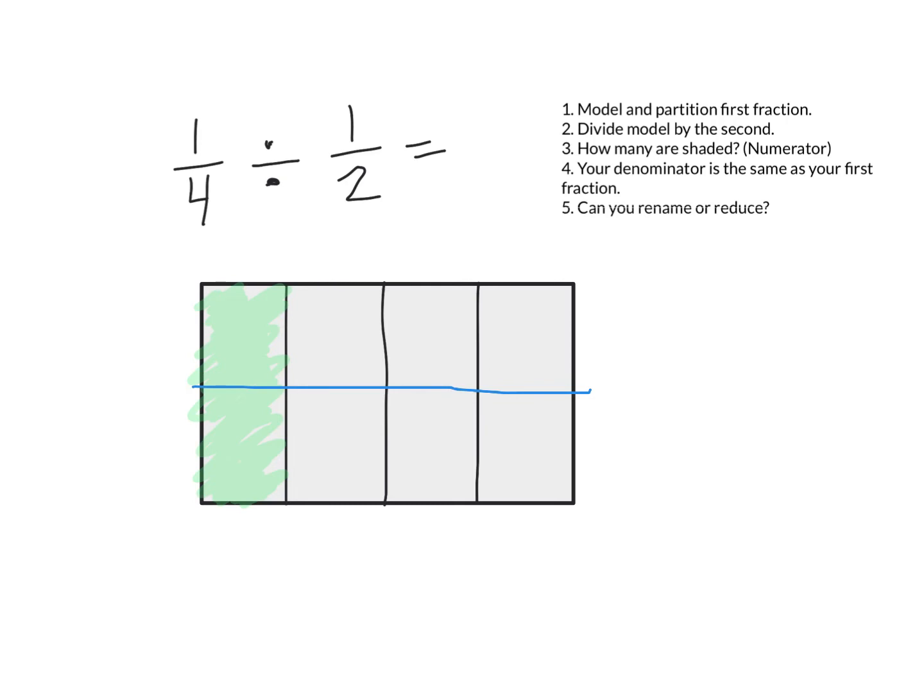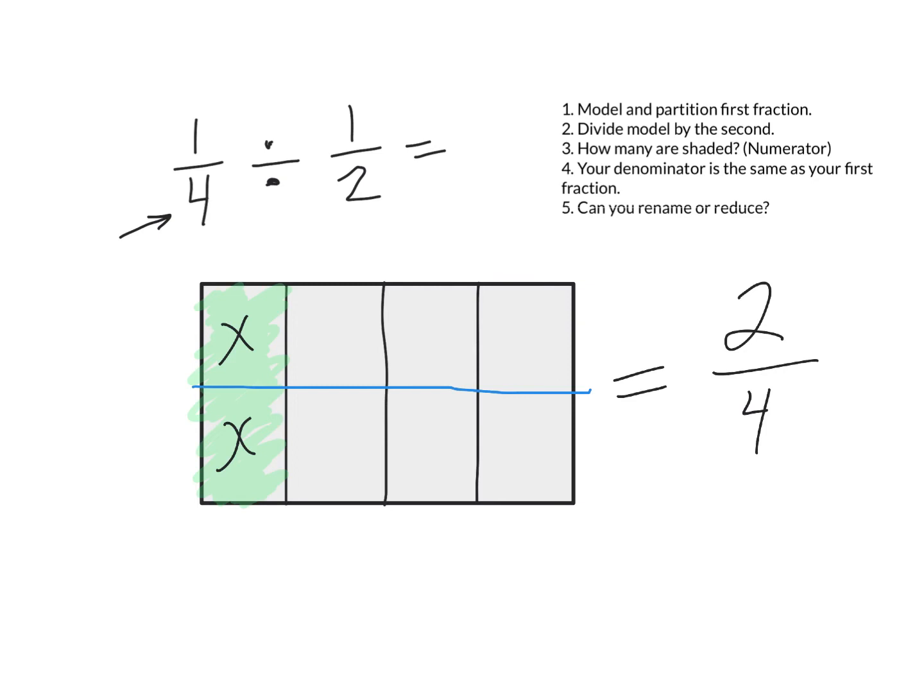Step 3 asks us how many of the new pieces in this model that we created are shaded. And that is going to be this piece and that piece. This new number is going to become our numerator. So I have 2 shaded, and then we go back to step number 4. My denominator is the same as it was in my first original fraction. So I started in fourths, and I'm staying in fourths.